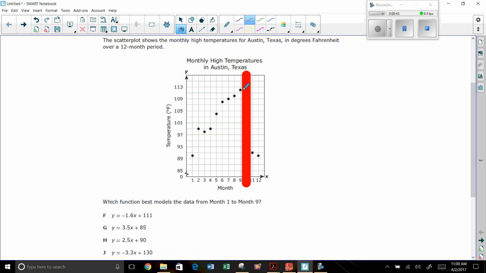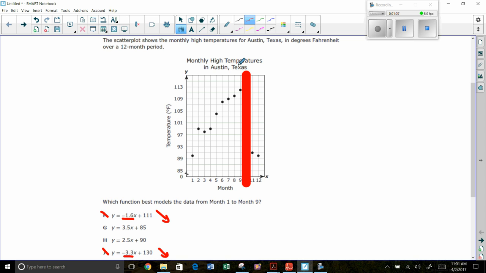My dots are going up, so that means it's going to have a positive slope. Looking at my choices, F and J are both going to be eliminated automatically because they have negative slopes. Negative slopes mean the line is going down, and since it goes down, it's not going to match what we have so far. So we're only down between G and H.